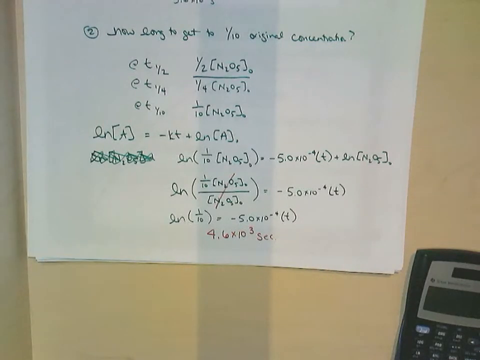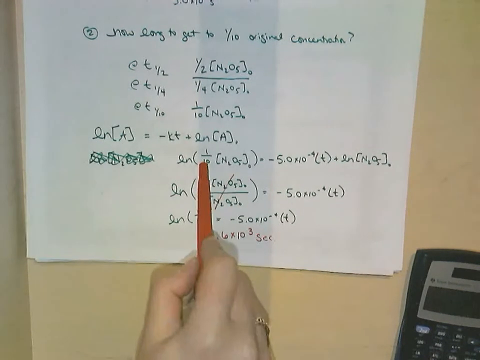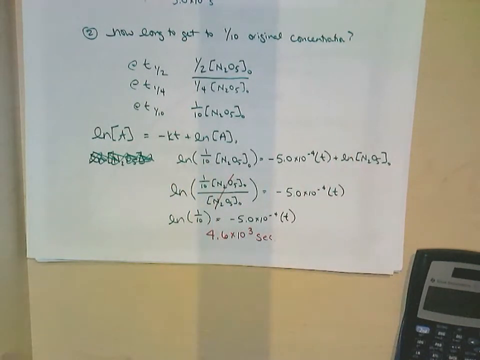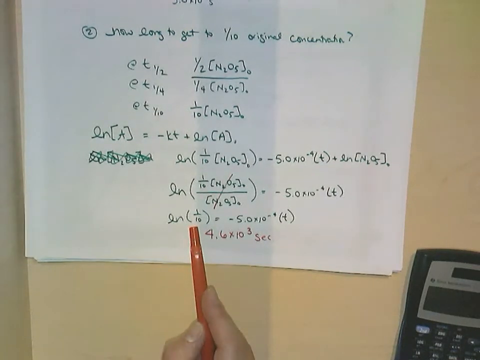So, when you come across these kind of problems, you obviously don't have to work it out this whole way like we just did. You absolutely can. You can keep track of 1/10, 1/10. But it just came down to the natural log of the fraction equals the rate constant times time.